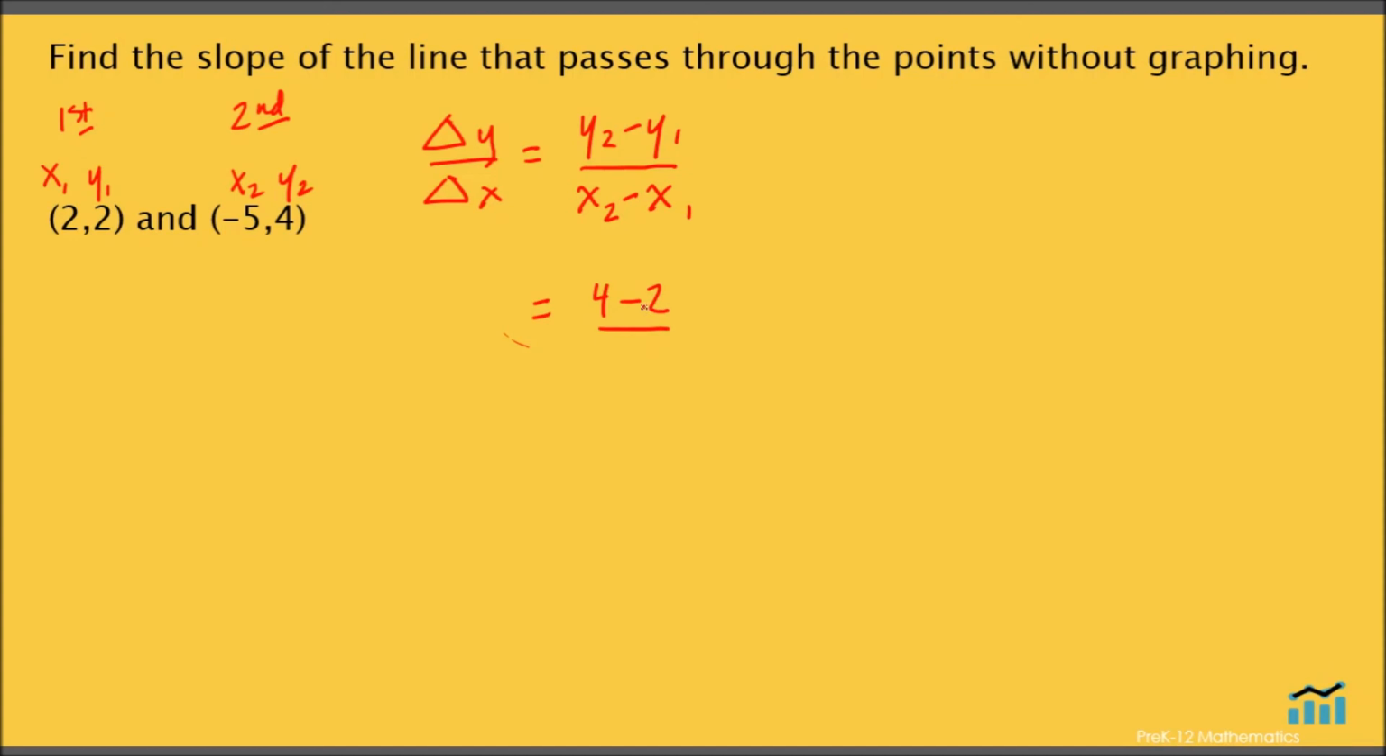Okay, divided by x2. Be careful with your negatives. Here we have a negative 5 for x2 minus the first x value, which is 2. Okay, so there it is. In the numerator, 4 minus 2 is 2. In the denominator, negative 5 minus 2 gives you negative 7. So for this example, we have the slope equals negative 2/7. And then we're done. Okay, that's it.